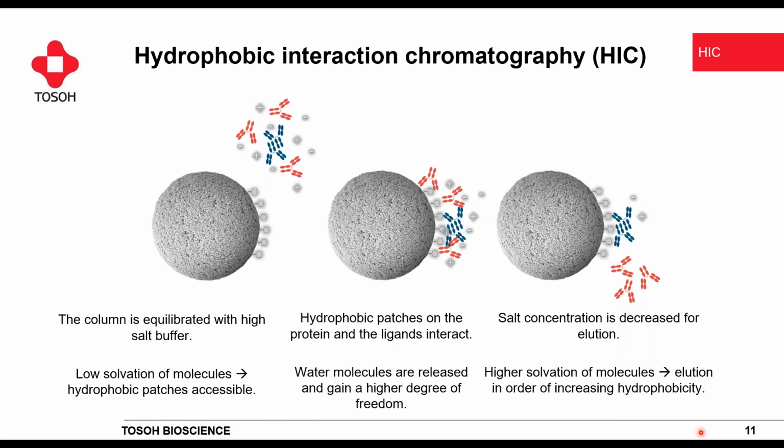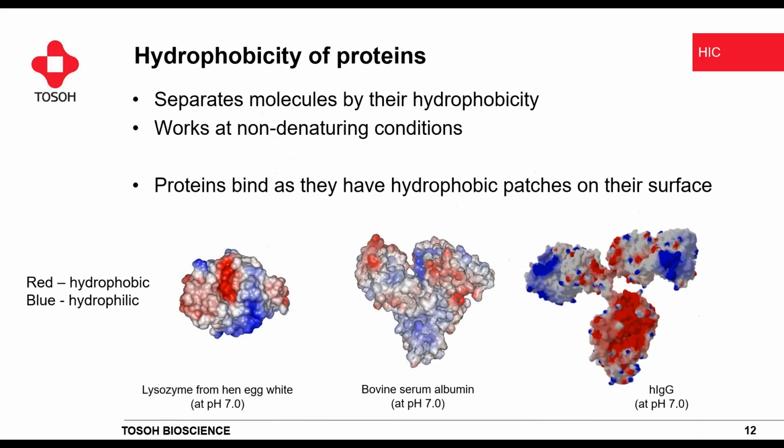If you then want to elute your sample again, the salt concentration is decreased and the solvation of the molecules gets higher, and then they are eluted in order of increasing hydrophobicity. So the more hydrophobic regions it has, the later it will elute. And of course, proteins have different hydrophobicities, not all of them are the same. The good thing about HIC is that we can work at non-denaturing conditions.